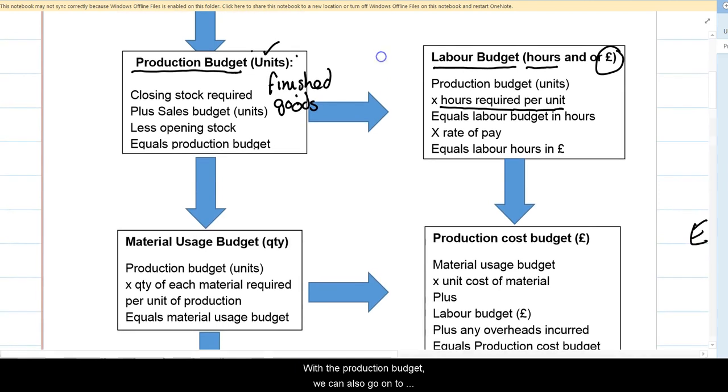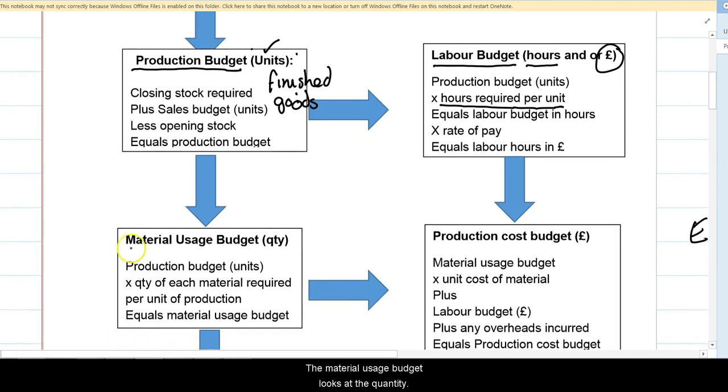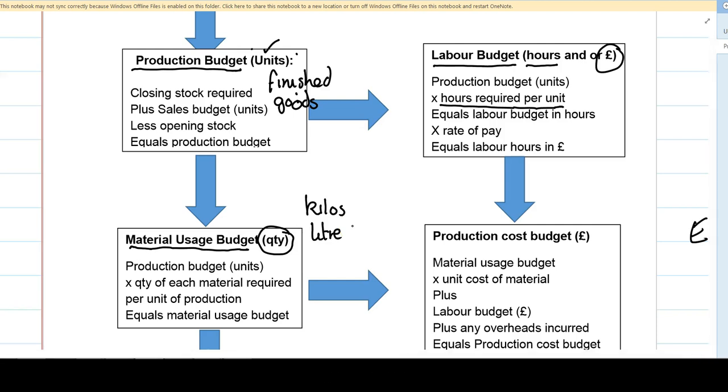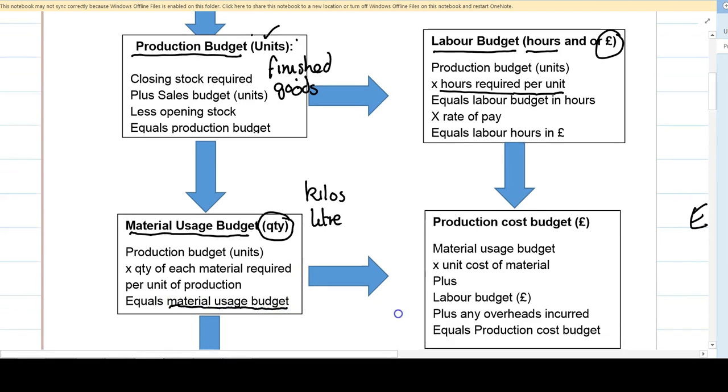With the production budget, we can also go on to calculate our material usage budget. And the material usage budget looks at the quantity. That quantity could be in kilos or litres, looking at how much material is required per unit and then how much production there's going to be in units. And that will give us our material usage in kilos or litres.